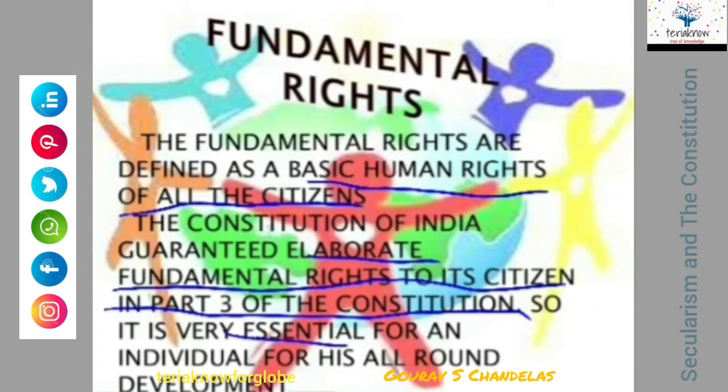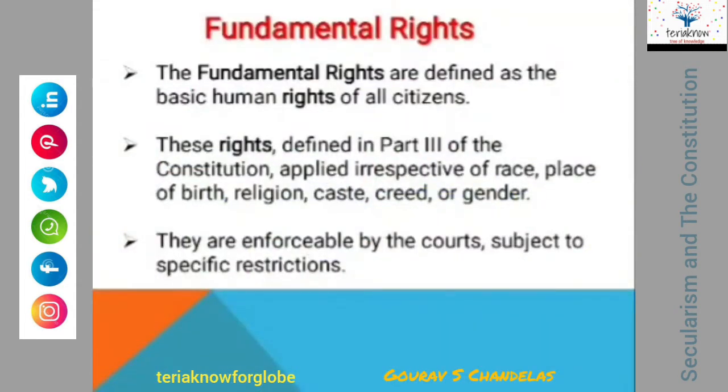Okay, it is very essential for an individual for his all-round development. So for all-round development, these rights are very essential. Without this, you cannot even imagine the future in a particular country where democracy is there. Okay, so it is very important.